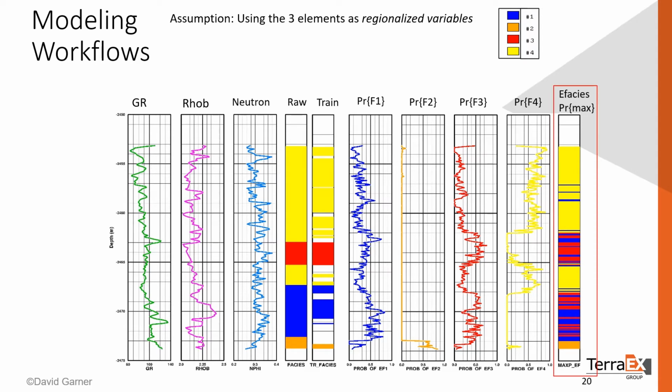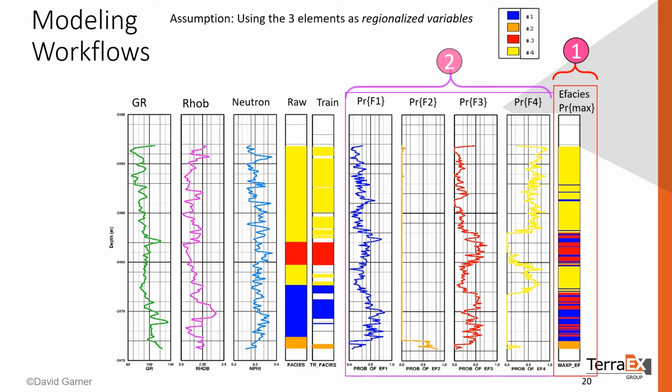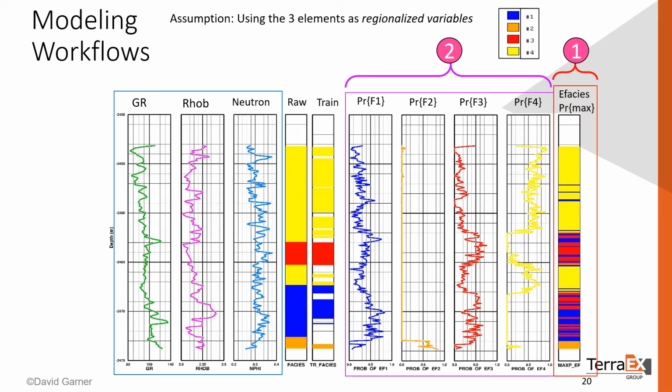So here we go. Workflow number 1 is going to be off the electrofacies. Workflow number 2 will be off of the 4 probabilities. These add up to 1, so we'll have to consider that, and they're not usually treated as direct variables, so we're making some assumptions here. And then finally, the 3 curves.